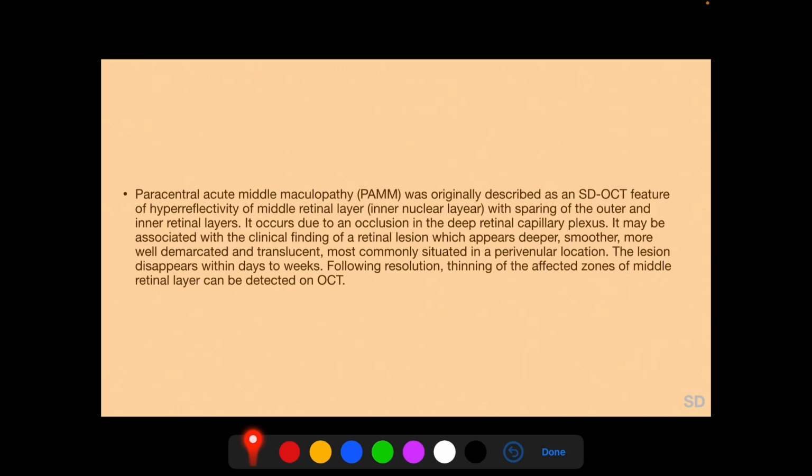Paracentral acute middle maculopathy was originally described as an SD-OCT feature of hyperreflectivity of the middle retinal layer representing the inner nuclear layer with sparing of the outer and the inner retinal layers. It occurs due to an occlusion in the deep retinal capillary plexus. It may be associated with the clinical finding of a retinal lesion which appears deeper, smoother, more well demarcated and translucent as compared to a cotton wool spot, and most commonly situated in a perivenular location. The lesion disappears within days to weeks, and following resolution, thinning of the affected zones of the middle retinal layer can be detected on OCT.